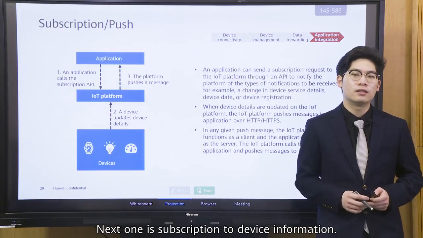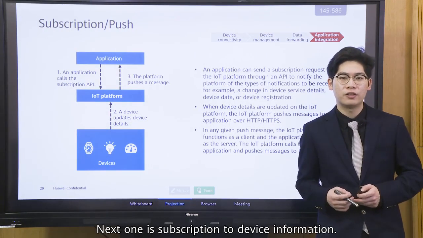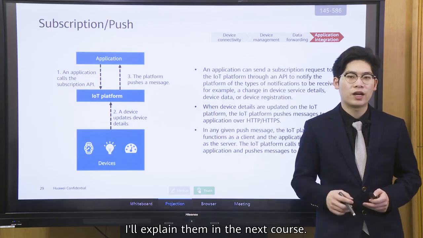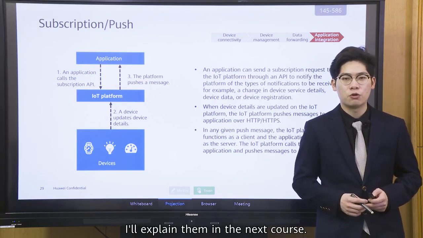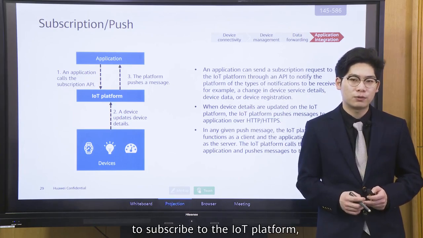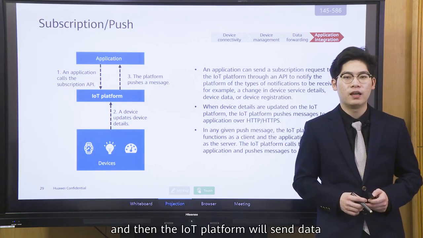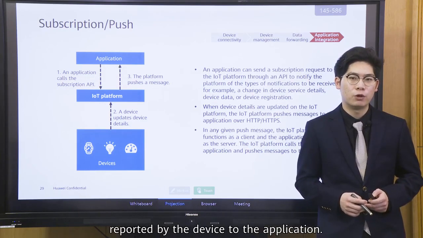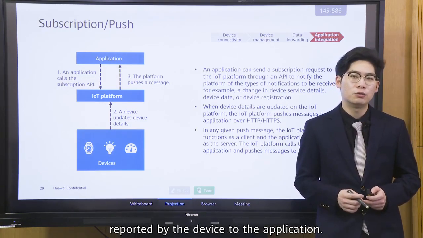Next one is subscription to device information. This figure shows an example of common API calling. Of course, there are many API callings on the application side. I will explain them in the next course. An application calls an API to subscribe to the IoT platform, and then the IoT platform will send data reported by the device to the application.